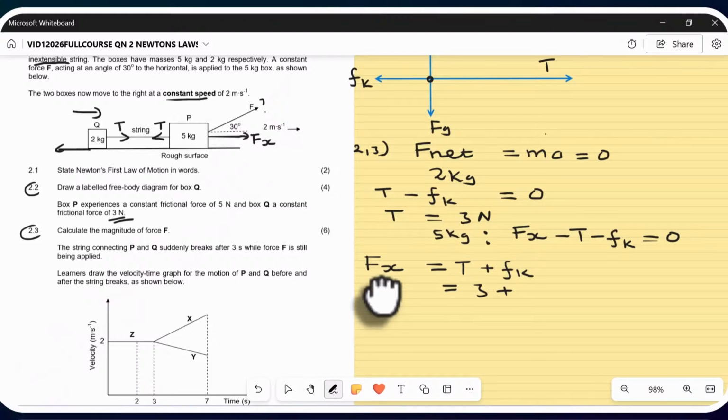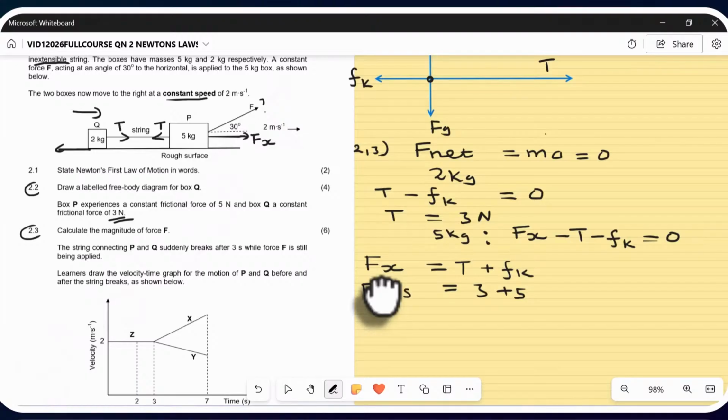Here it gives me 9.24. I get 9.24 newtons. That's how here. Well, now they say that the connecting string P and Q suddenly breaks.